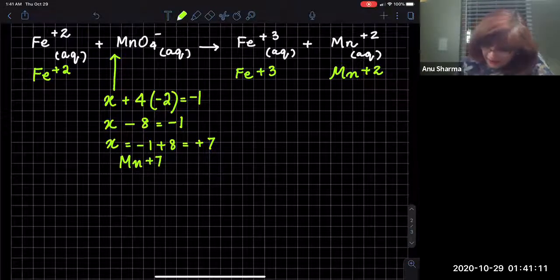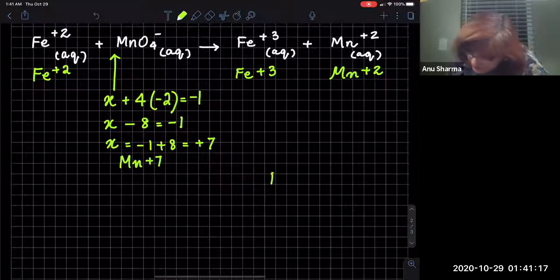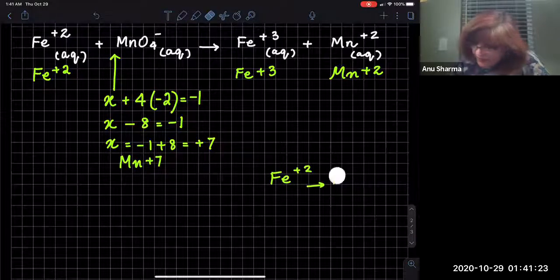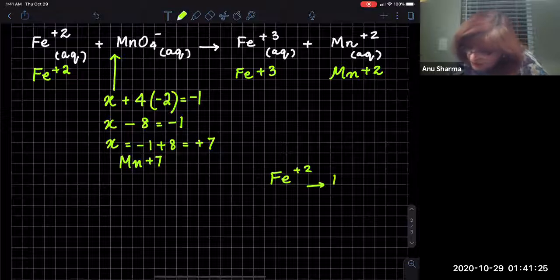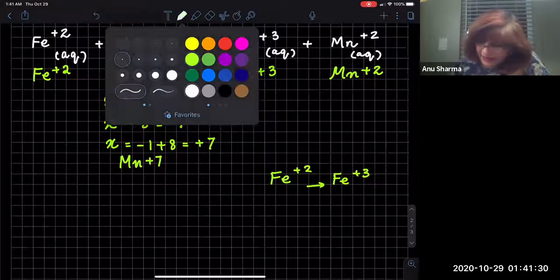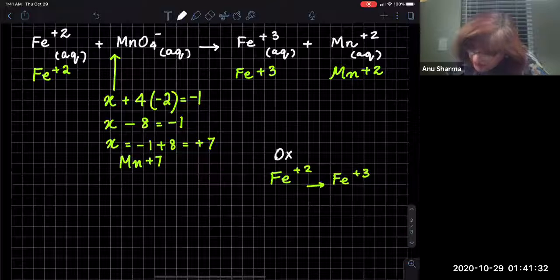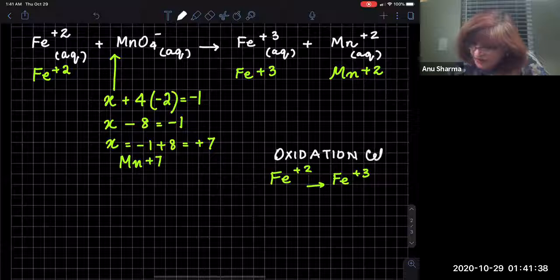So iron is going from +2 to +3 state, and that's why iron has gotten oxidized, and we put it in a separate cell. So this is the cell for oxidation. This is the oxidation cell.